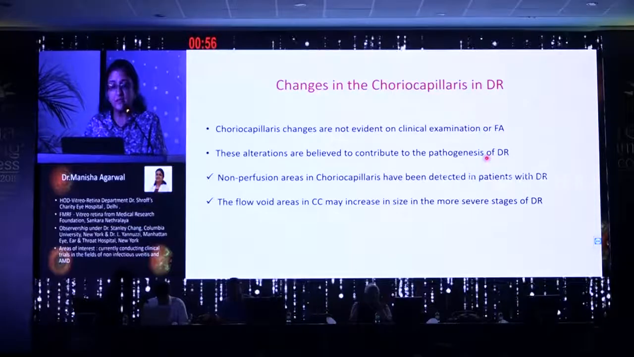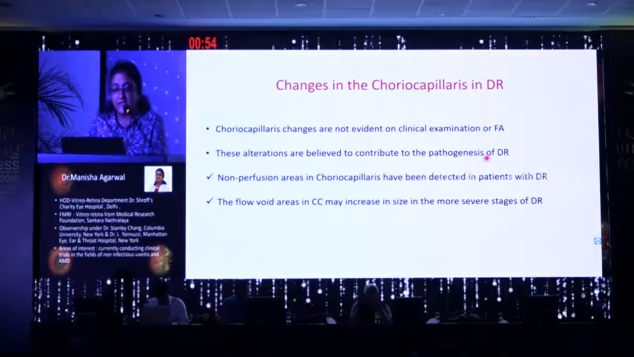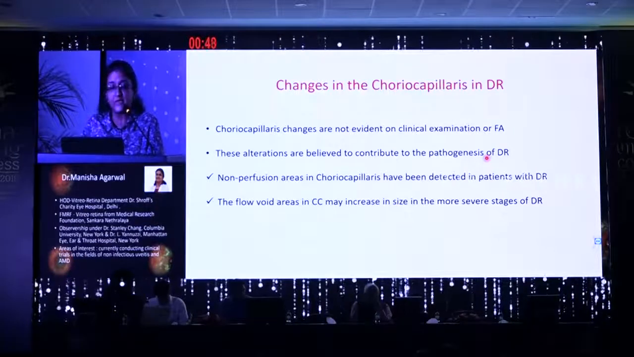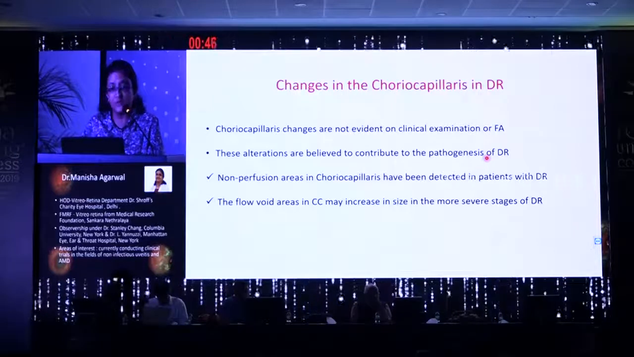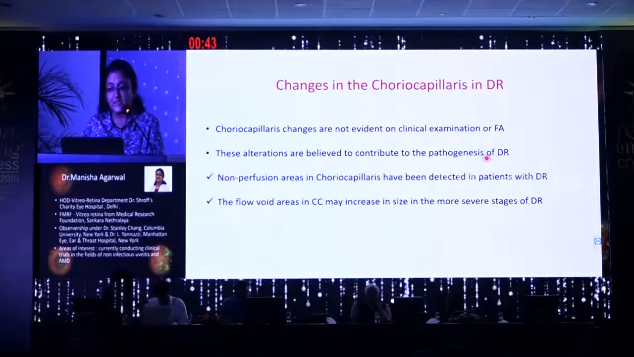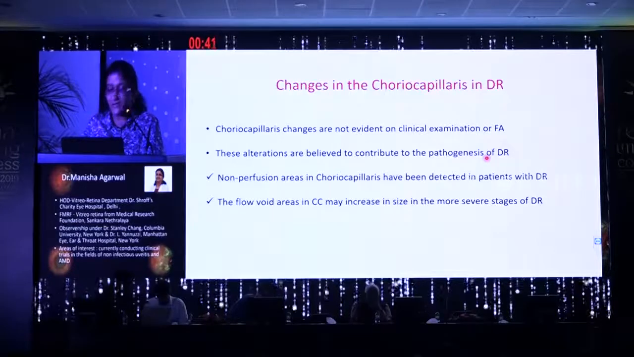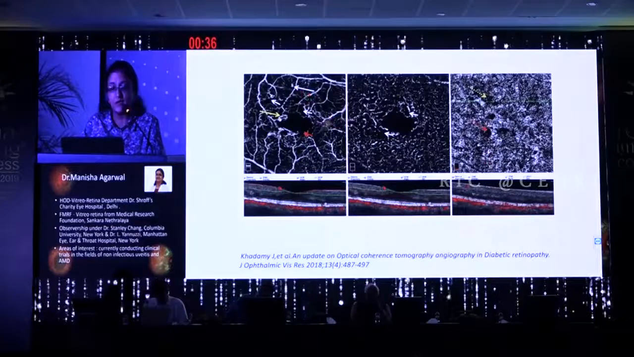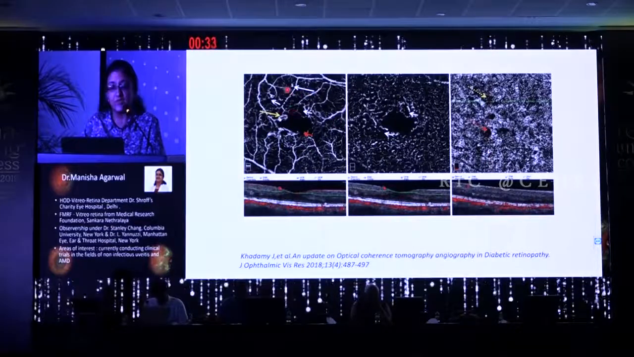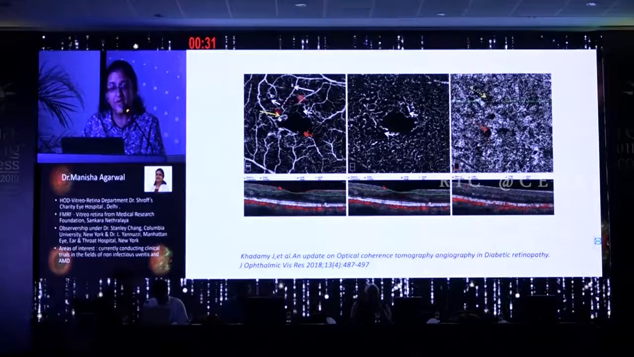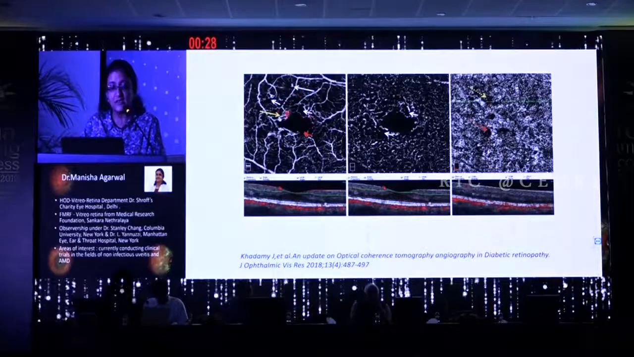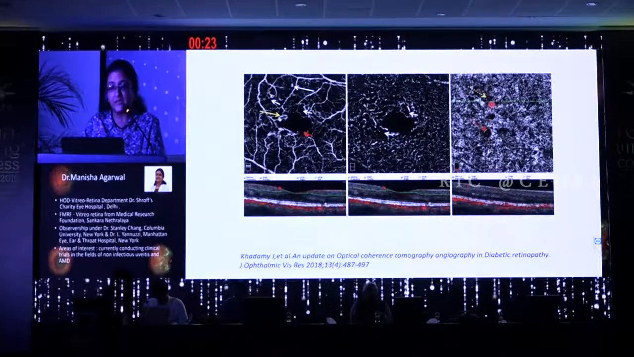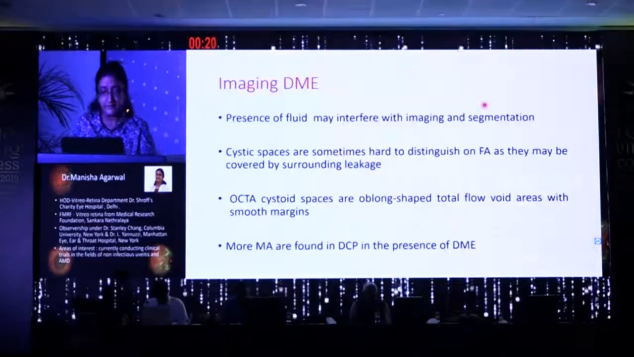There are changes in the choriocapillaris which do happen, and we know that there is an involvement and it plays a role in the pathogenesis of diabetic retinopathy. You can have non-perfusion areas in the choriocapillaris, and they have been very much detected in DR. And these areas again increase with more severe stages of diabetic retinopathy. So in an earlier onset of DR you see the microaneurysms, you see the capillary non-perfusion areas, you see an enlargement of the FAZ with a notch, and as the disease is progressing, the choriocapillaris is also showing the flow void areas.